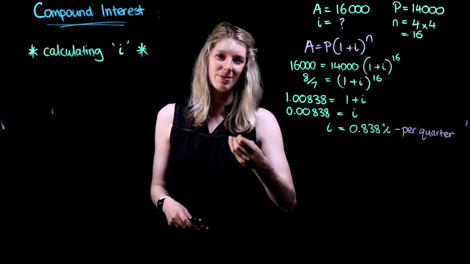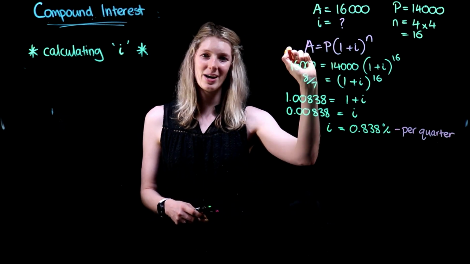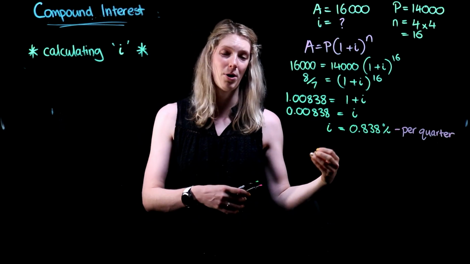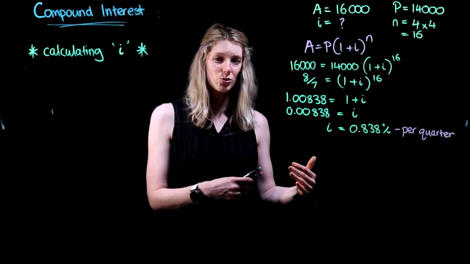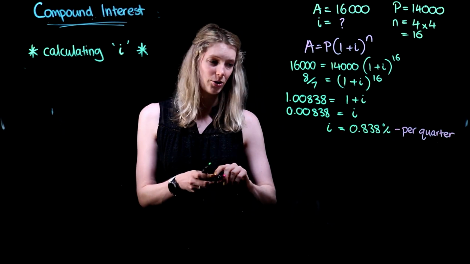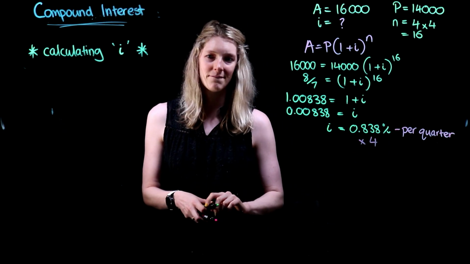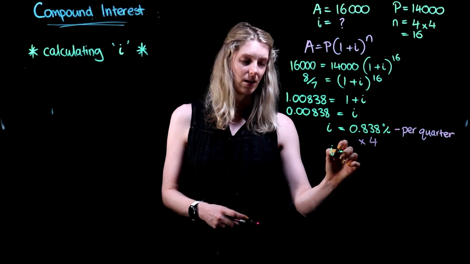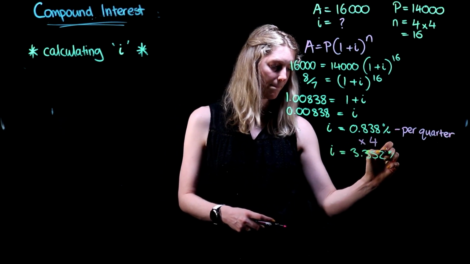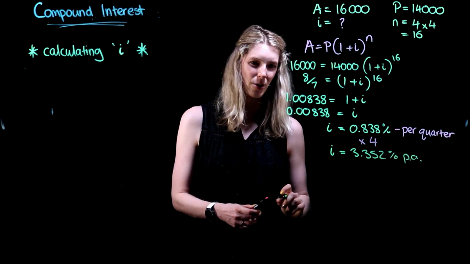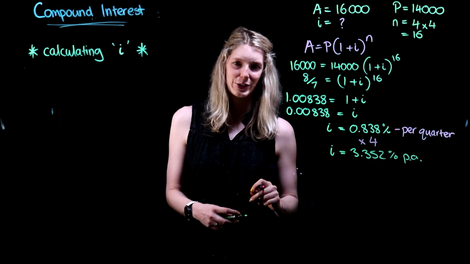Because usually when we're given our interest rate in these compound interest problems, up here in our variables, we would have already divided that rate per annum by the number of compounding periods each year. So we need to do the opposite process for this value and multiply it by 4 to get our final per annum value. This will give us an I of 3.352% per annum.